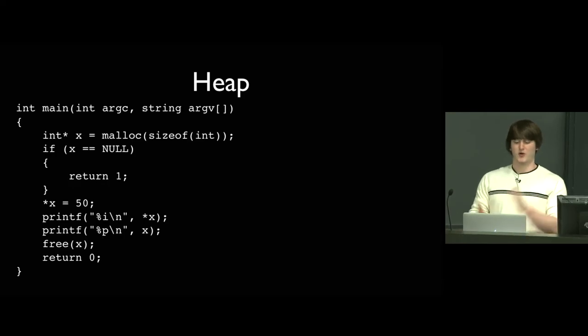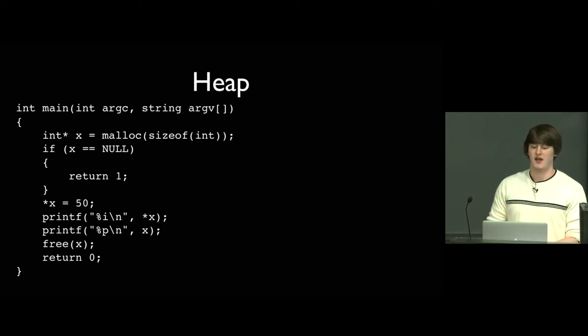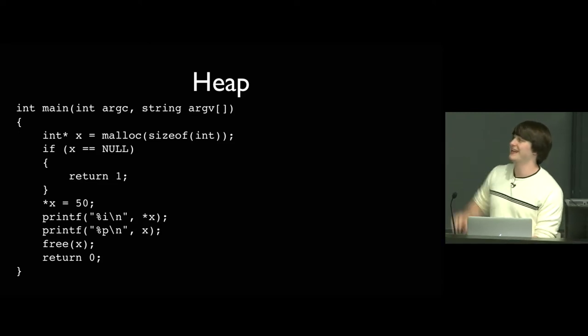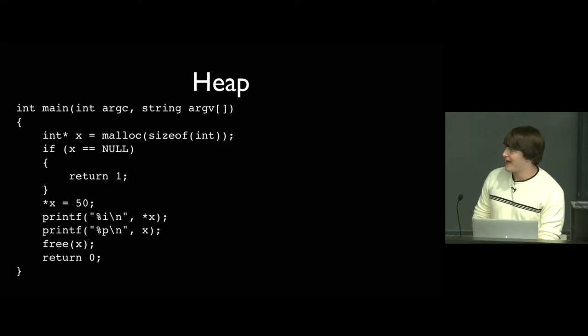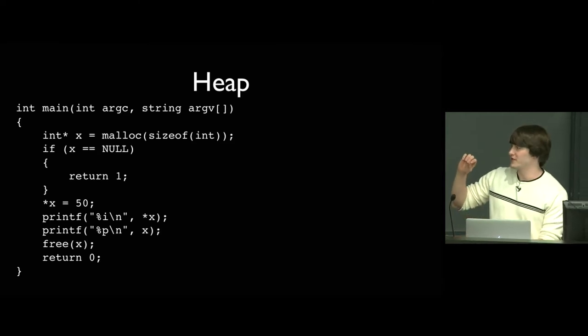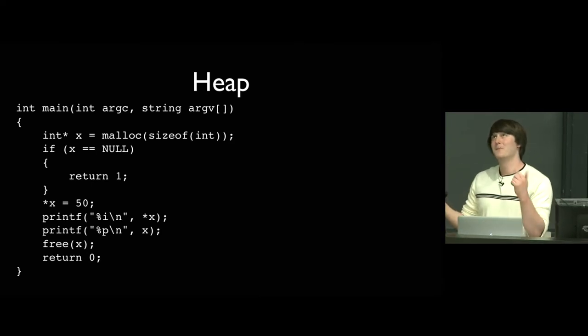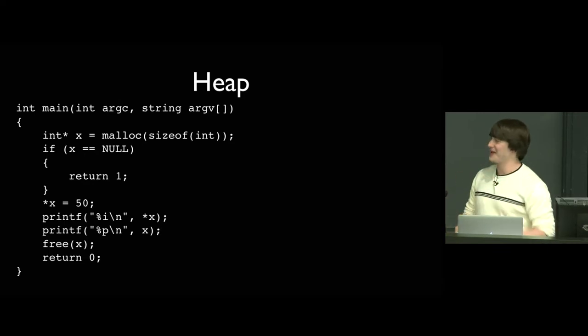And so here's another program. All we're doing is mallocing an integer, we're storing it in star x. Of course, we have to check to see if x is null. Then we're going to just set what x is pointing to 50, print the value inside of x, print what x is pointing to, print x, and then free x.